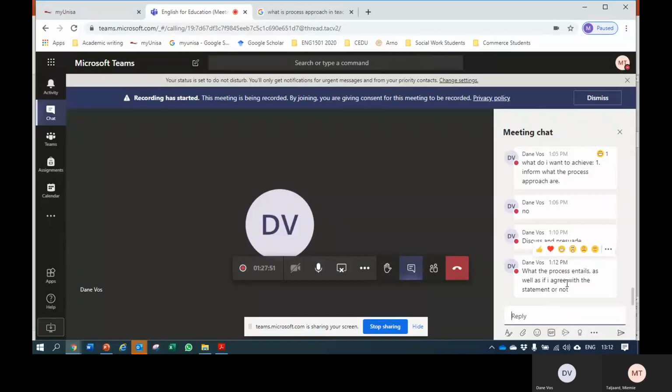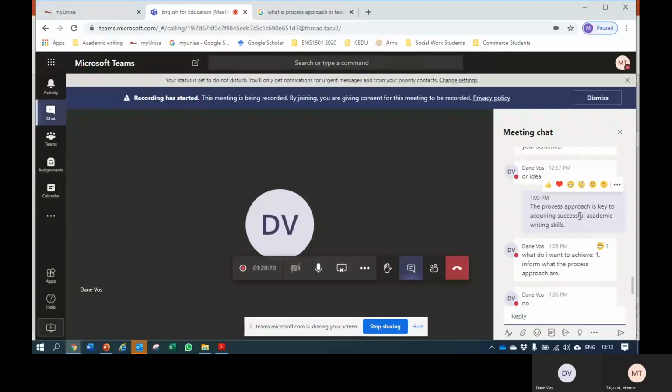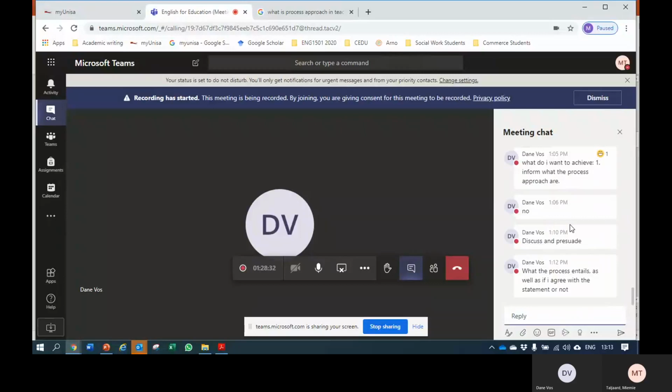I think it should be, in order to evaluate whether the process approach can help with the development of academic writing skills. Because what they actually want you to do, if you look at this, is evaluate whether this approach is the correct one for successful academic writing skills.